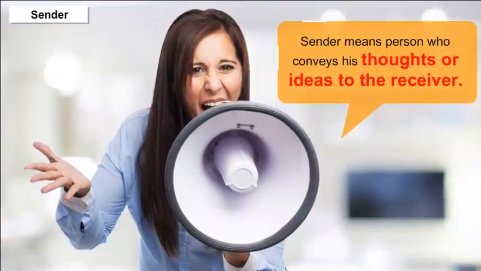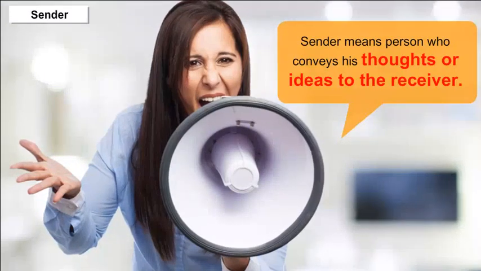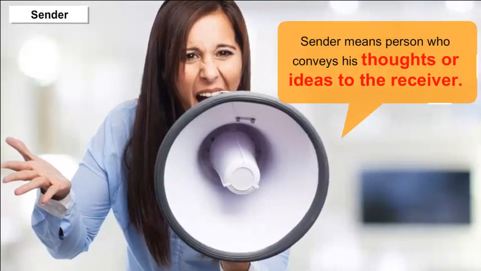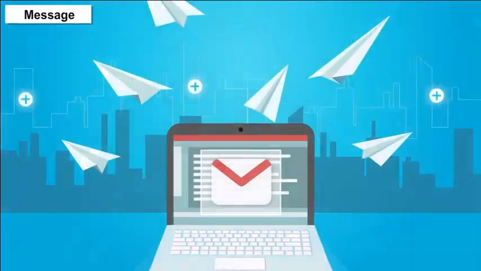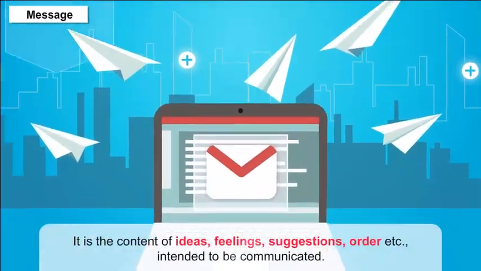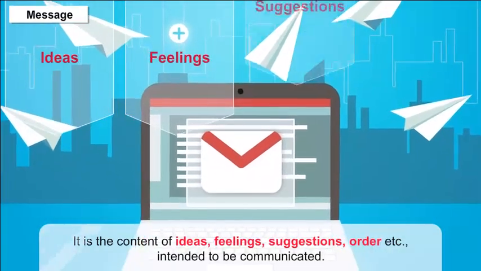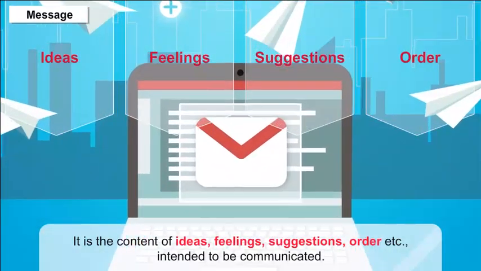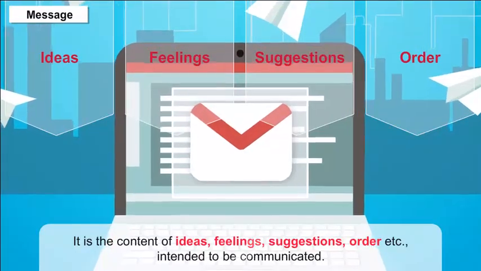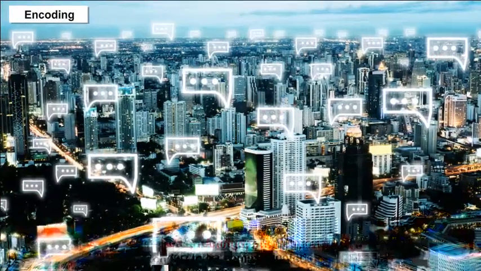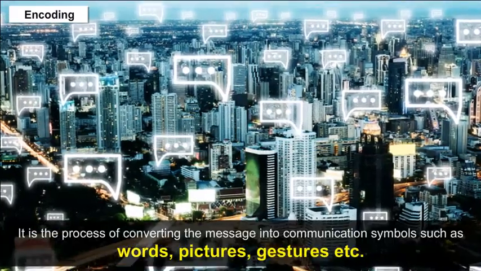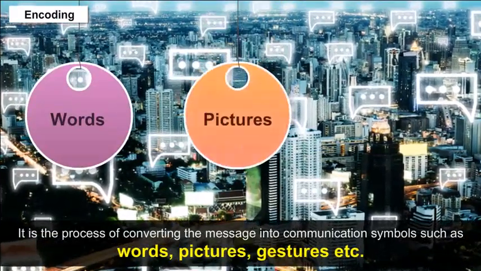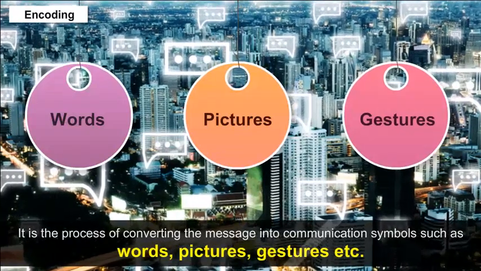Sender. Sender means the person who conveys his thoughts or ideas to the receiver. He is the source of communication. Message. It is the content of ideas, feelings, suggestions, orders, etc. intended to be communicated. Encoding. It is the process of converting the message into communication symbols such as words, pictures, gestures, etc.